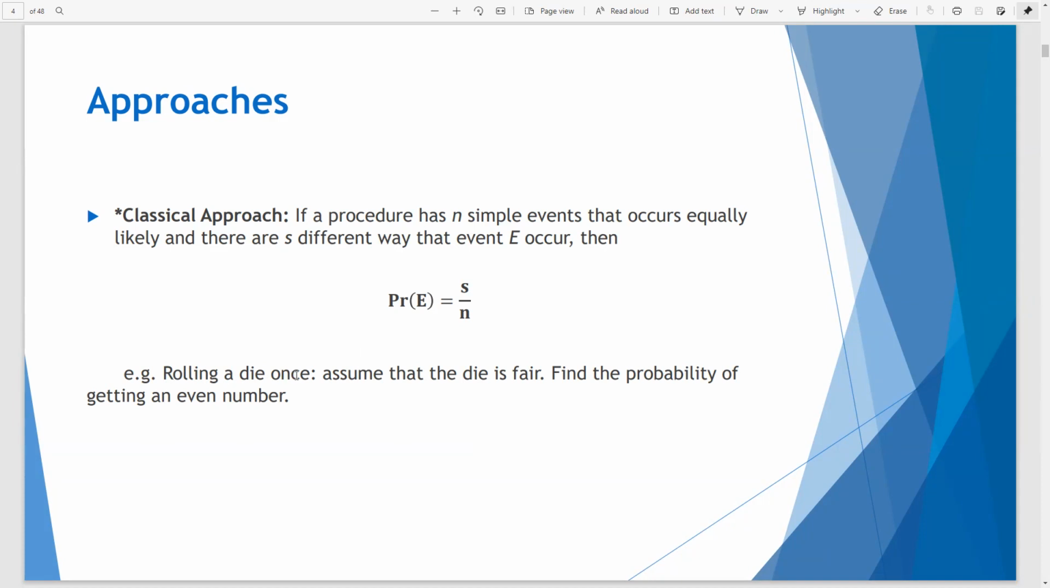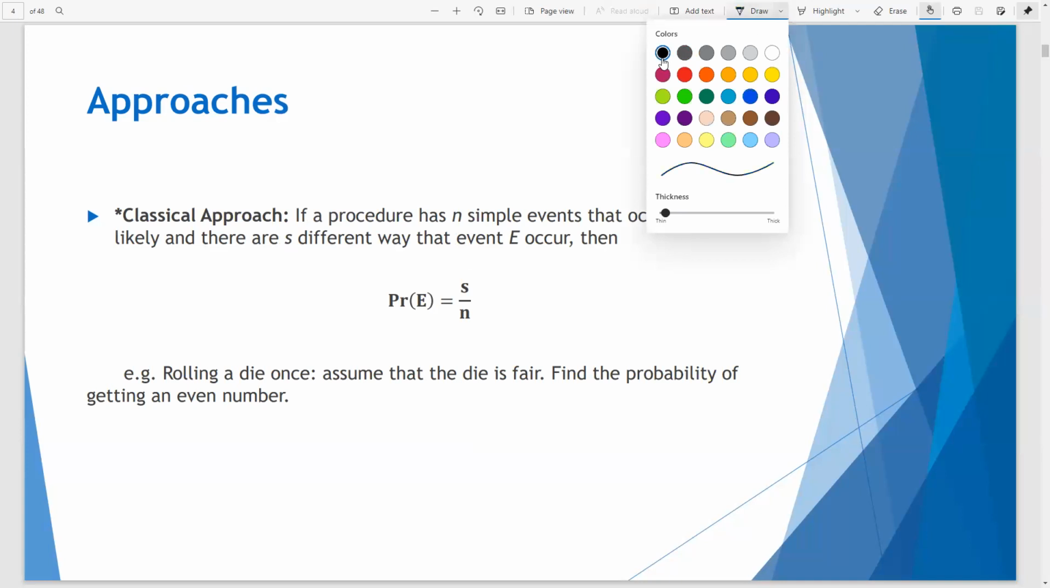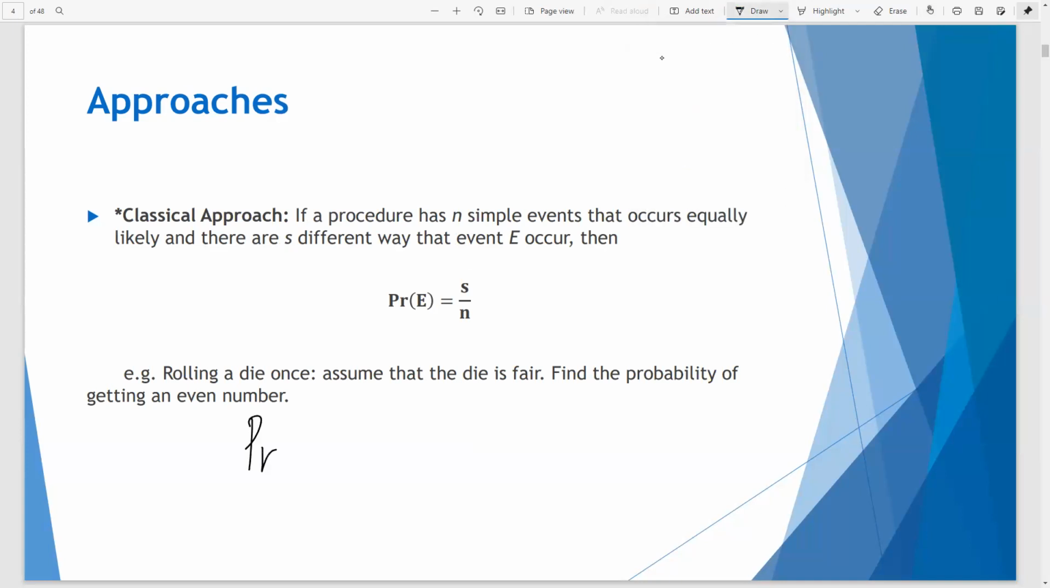The example here: rolling a die once, a fair die, I assume it's fair, the probability of getting an even number. Right, so getting an even number, so probability of E, where E is getting an even number. We just roll the die once, the die could be either facing value 1, 2, 3, 4, 5, or 6, right? So there are 6 different values. And you want an even number, that's 2, 4, or 6, right? So you have 3 of the possible outcomes.